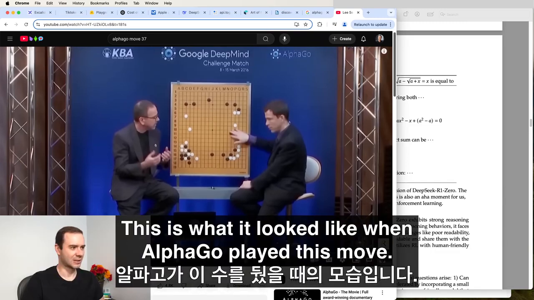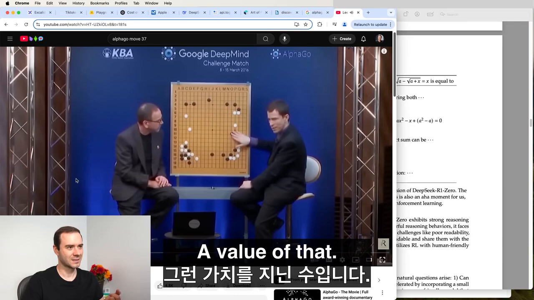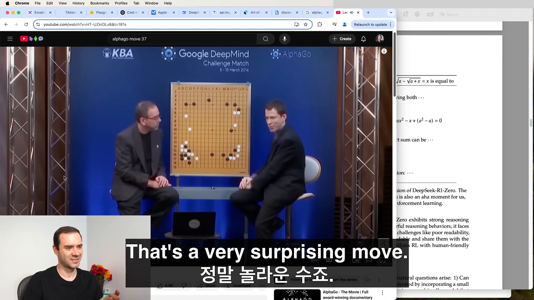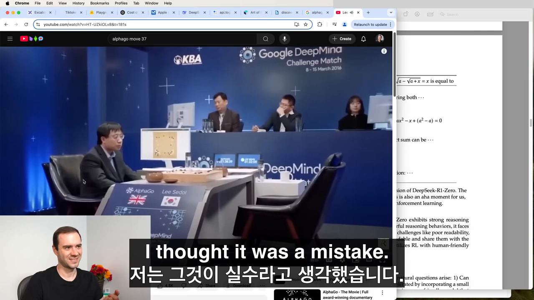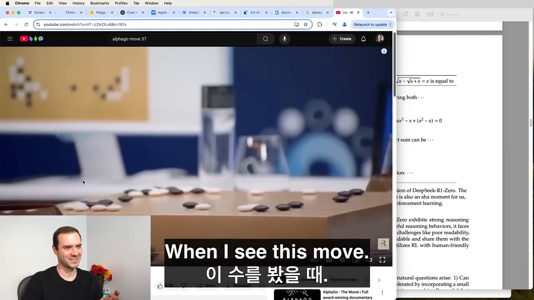And this is kind of what it looked like when AlphaGo played this move. Value. That's a very surprising move. I thought it was a mistake. When I see this move.